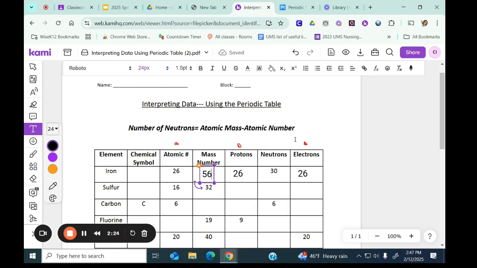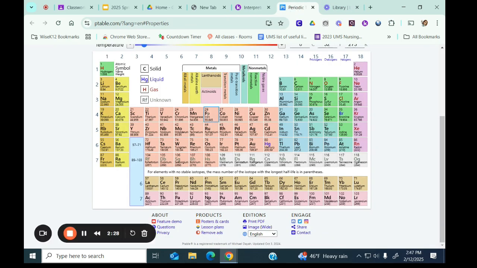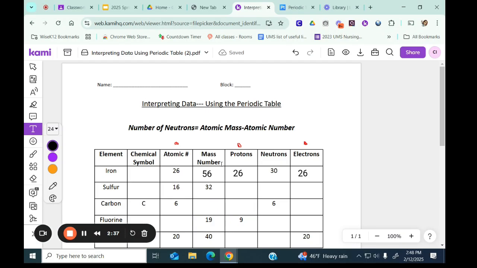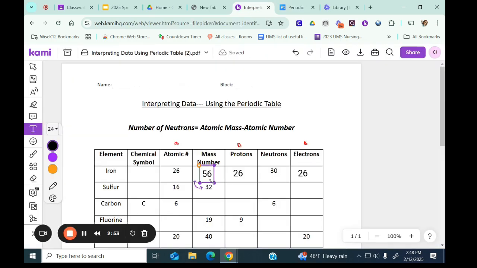Now, if you were to refer to the periodic table and look up iron, which is right here, you notice at the bottom the average atomic mass is 55.8. If you were to round that, it would go right up to 56, which is what we found for our mass number. On the periodic table, they're doing the average of the masses of all the isotopes of iron, and so it's typically very similar to that mass number, which is the protons plus the neutrons.